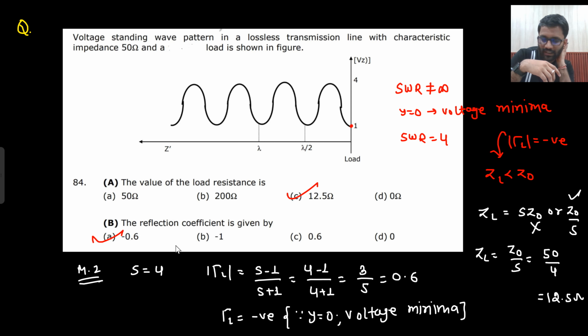Initially voltage minima is there. If voltage minima is there, then certainly the load has to be lesser than Z0. ZL has to be lesser than Z0. And if ZL is less than Z0, then certainly you need to apply Z0 by S. Is that clear to you?